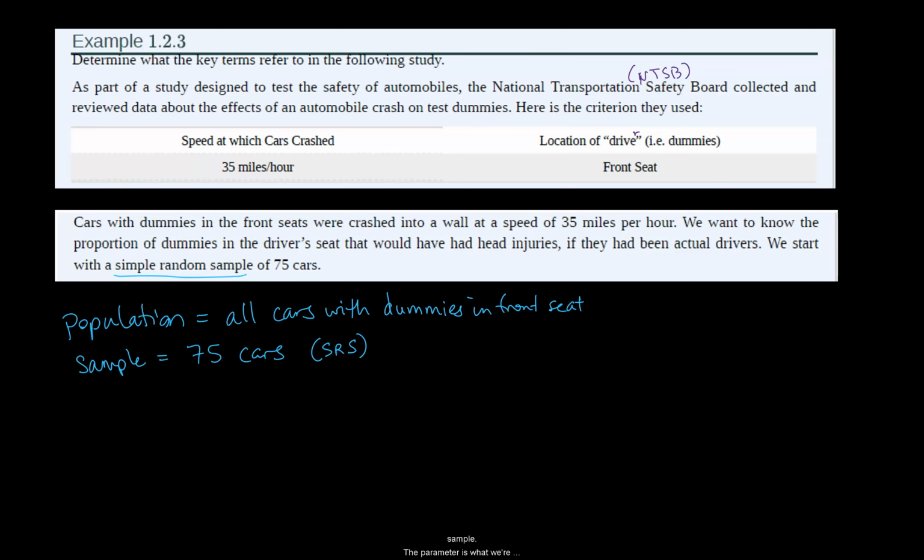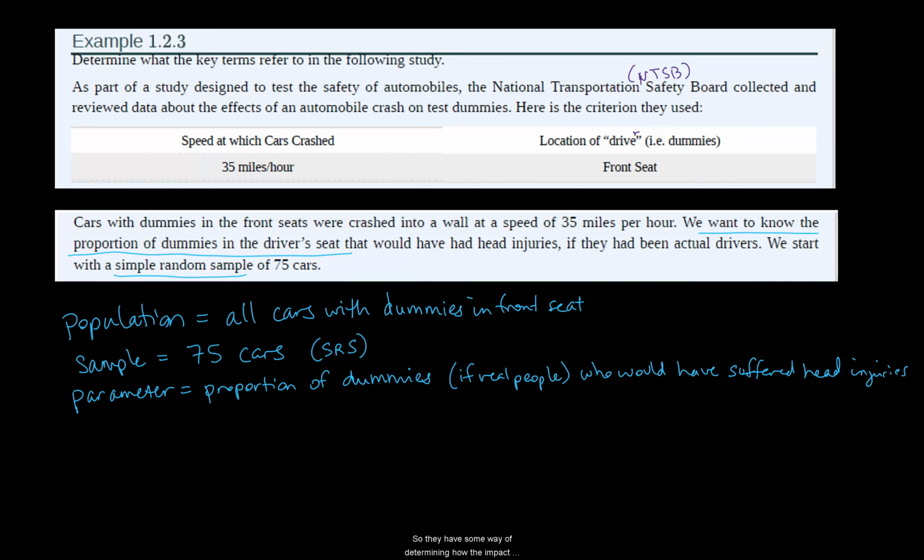And the sample, you can see the words simple random sample, is the 75 cars that we select with that simple random sample. The parameter is what we're studying, referring to the whole population. We want to know the proportion of dummies in the driver's seat. So the parameter is the proportion of dummies, if they were real people, who would have suffered head injuries. They have some way of determining how the impact affects the dummies, whether they have head injuries or not.